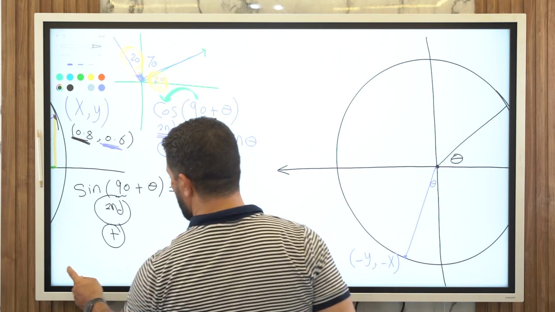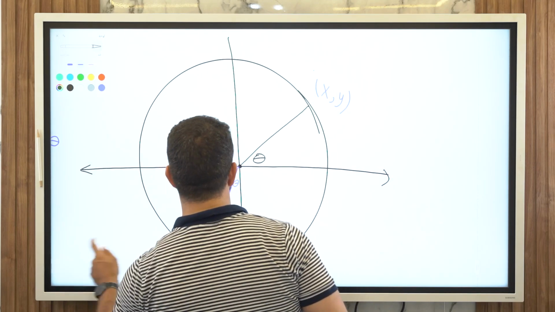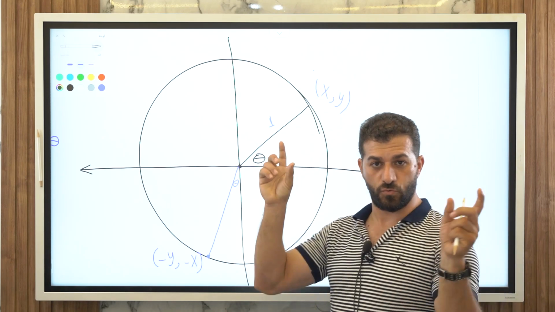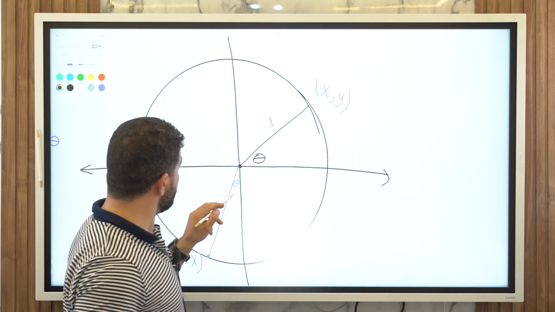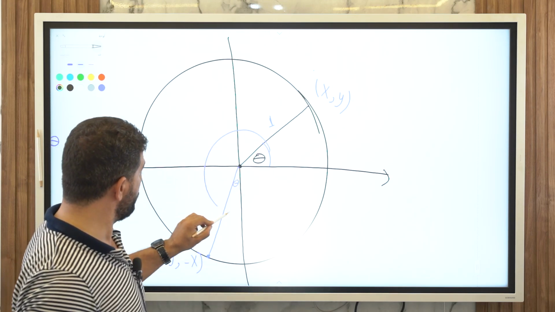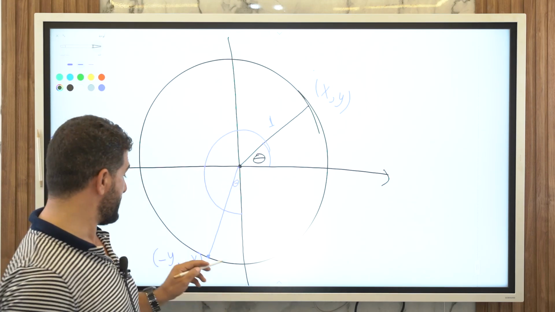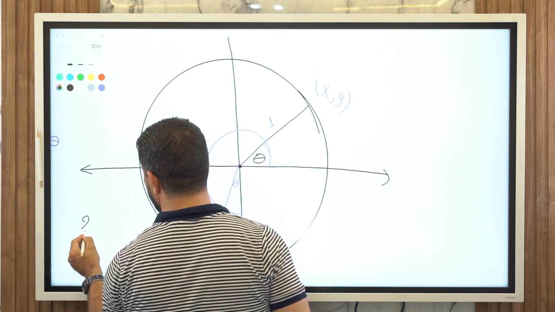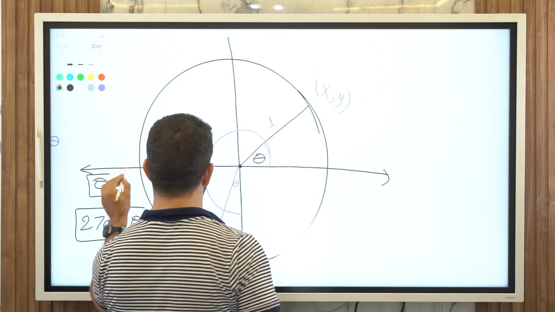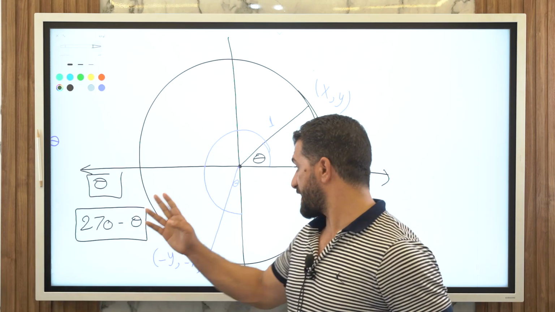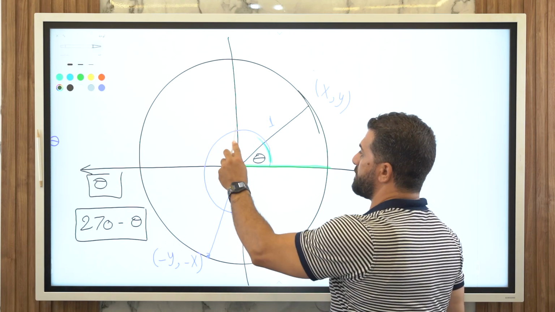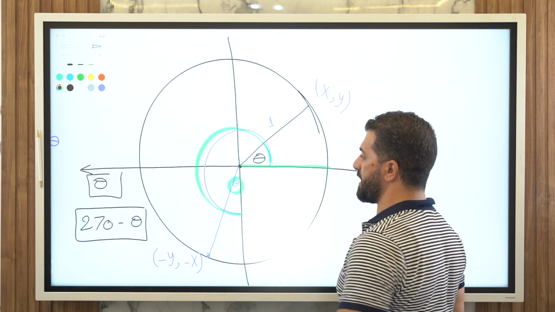Let's go to this unit circle here. As I said, this is 1 and this is 1. As you see here, the two coordinates are x and y. This angle here is theta. And this angle is 270 minus theta. So we are talking about angle theta. The first angle is theta, and the second angle is 270 minus theta. This is the initial side, and this is 270 minus theta.